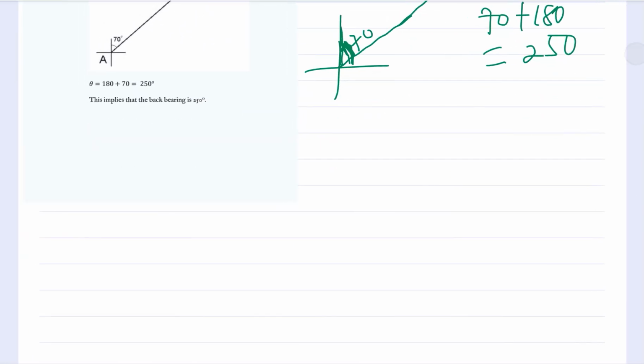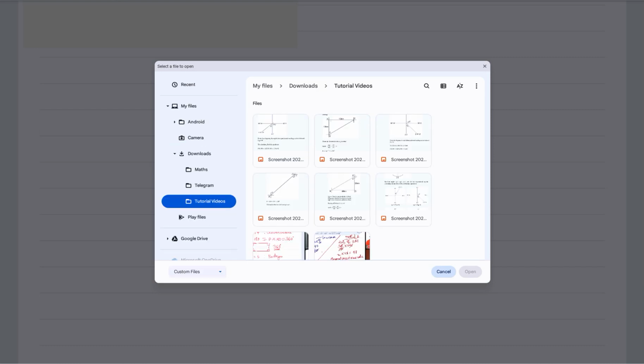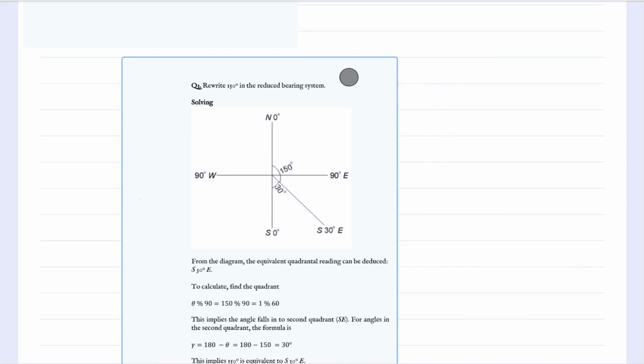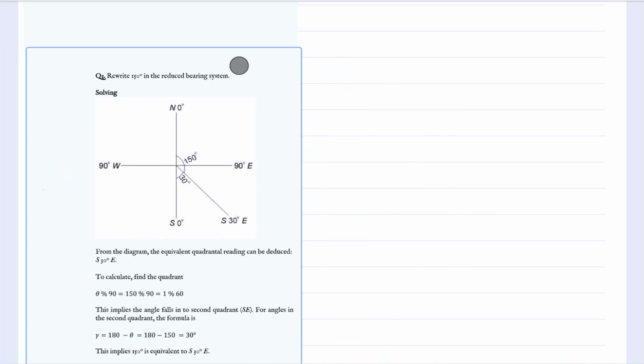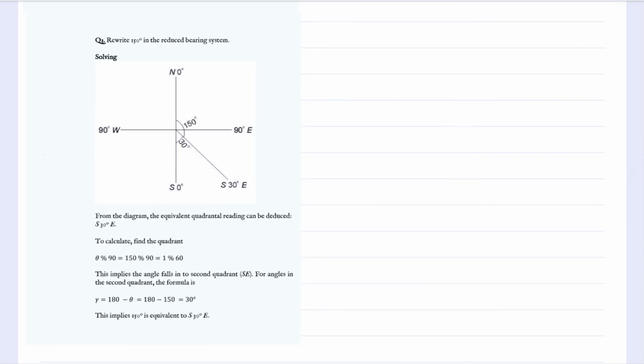All right, so we are going to the next example. Don't forget, follow it. They are very, very cheap questions. Now if you look at this, also look at this question. We said rewrite 150 degrees in a reduced bearing system. You want to rewrite 150 degrees in a reduced bearing system.